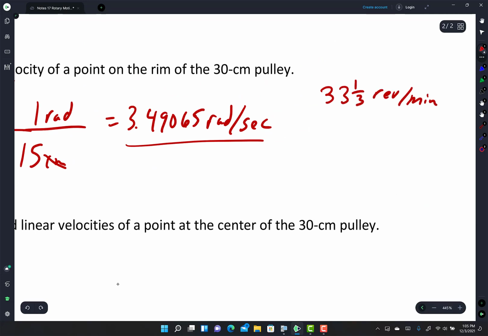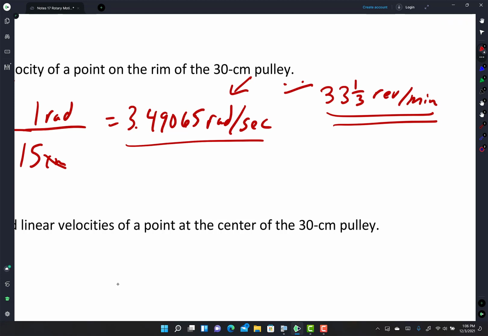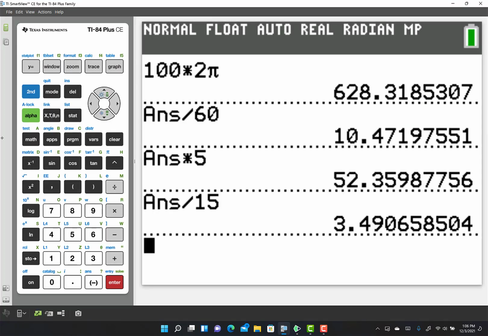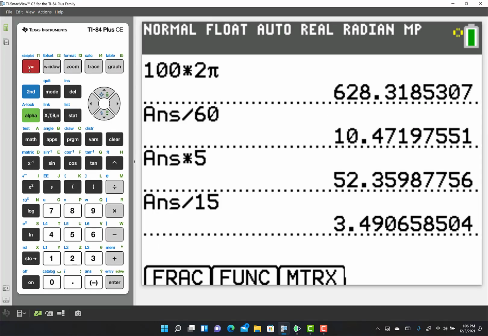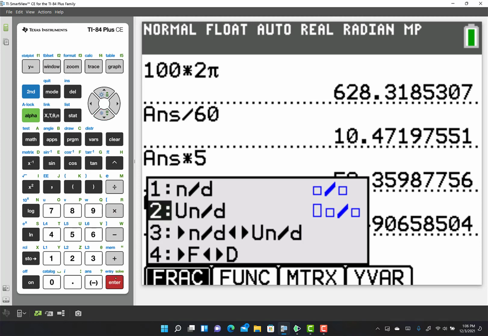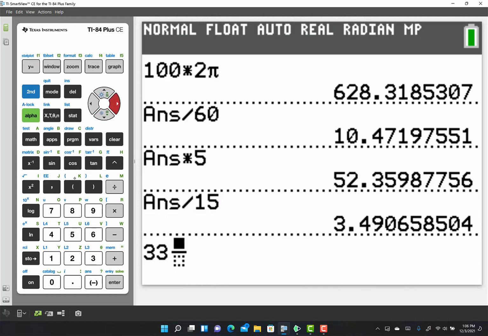You might say, Chavez, that is not the same as this. And then I would be like, yeah, it is. It's the same. If you turn this revolutions per minute into radians per second, do you think we're going to get the same answer? We are. So check it out. I'm going to go alpha y equals number 2. And I'm going to go 33 and 1/3. And check this out, guys. That's how many revolutions per minute we're doing.